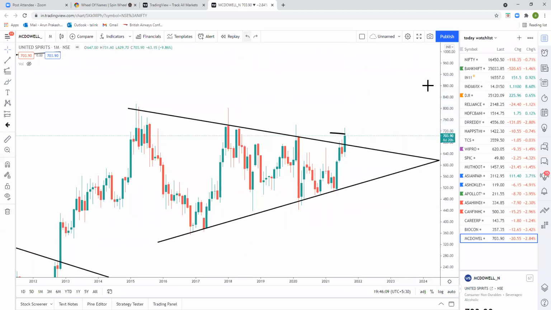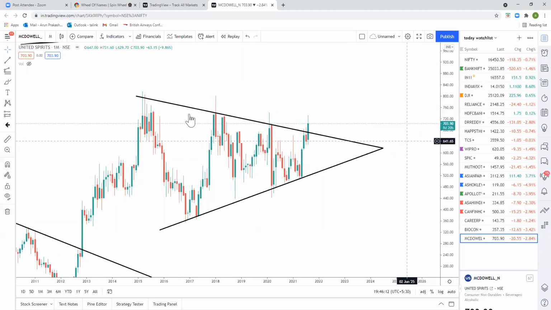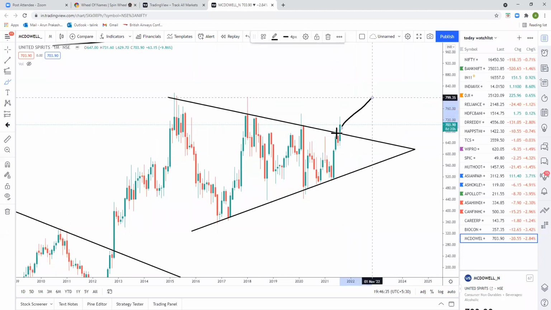If you have to take entry in 1 day time frame, then your entries should be for investment, you mean? See, this is purely for investment, or at least a 1-2 month point of view, because this is a monthly breakout. You cannot expect it to go up 5%, 6% within a week. It will take some time. So your entries can be closer to this 680 level. Your stop can be below 640 for investment purpose.